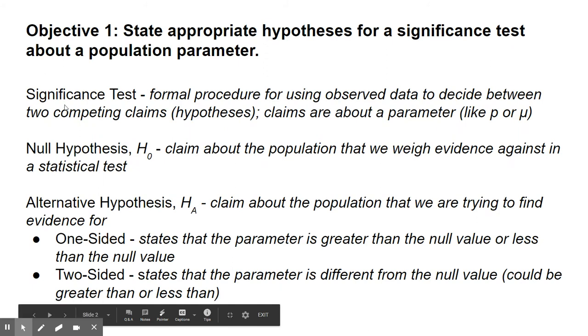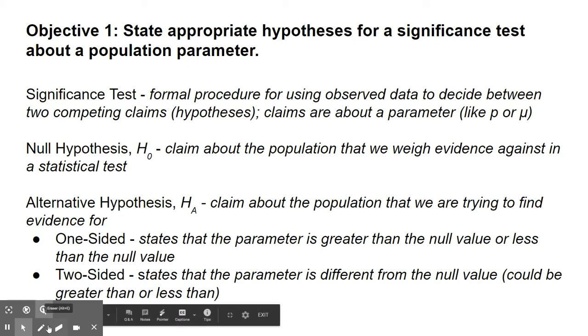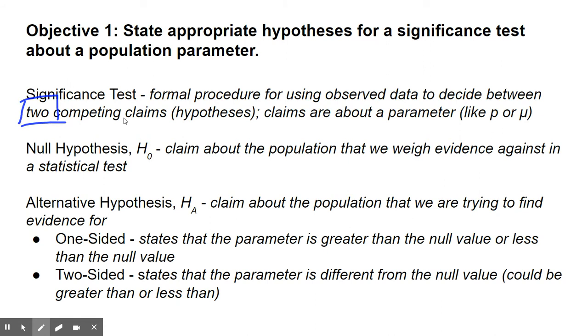Okay, so you've returned, objective 1. Here we're going to talk about these hypotheses for a significance test about a population parameter. So when you do a significance test, what you're doing is you're trying to use observed data to decide between two competing claims. These two competing claims can be called hypotheses. So there's two hypotheses. Both of them are going to be about the parameter. And again, typically it's proportion or mu. So it's about the parameter, right?